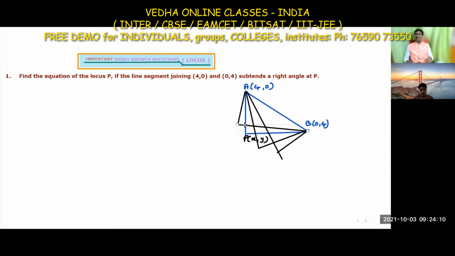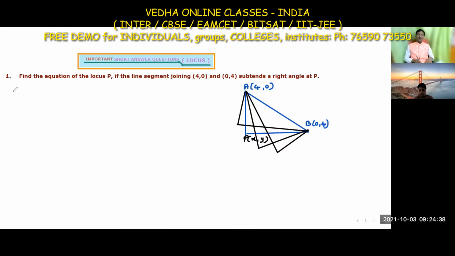So we get it like this. The point P can be anywhere among all these points, but we are taking one particular place. That's why we are considering it as a variable, P of (x, y).